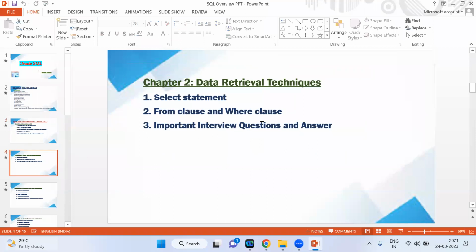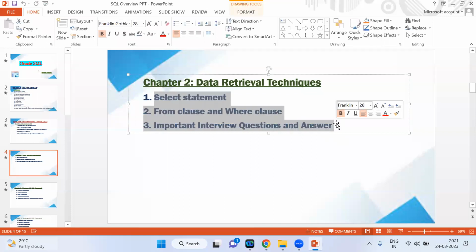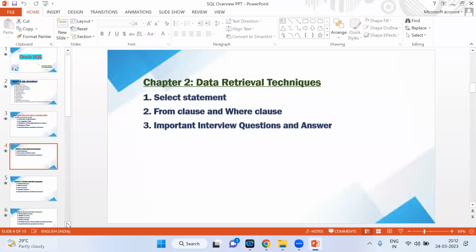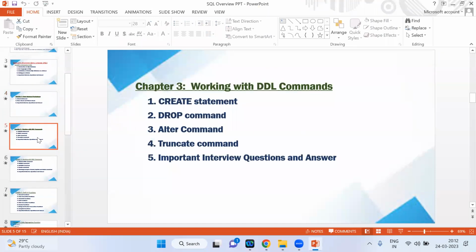The next one will be your data retrieval techniques. Here we'll learn how to write the very first query in the SQL database. When you write select star from table name, what is the from clause, and then you give some filter conditions. All these things we'll see in detail. We'll start writing our first query here. Very basic, very starting. If you don't know how to write a query, I'll teach you how you can write the basic query.